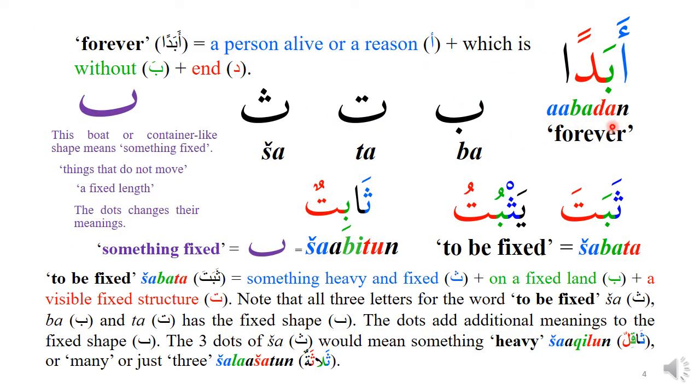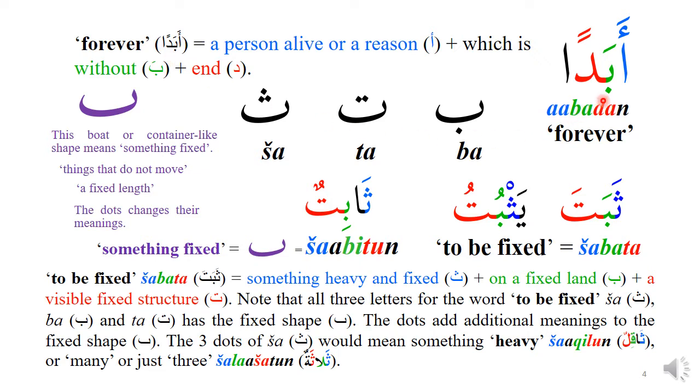Abadan means forever, abadan. And here you can see alif obviously means a person or a reason, which is without an end. So ba is without, right? You have already seen that ba means with, like Bismillah, with the name of Allah. And ba means without, because the dot is below, right? And dal is the end, right? So a person alive or a reason which is without end is living forever.